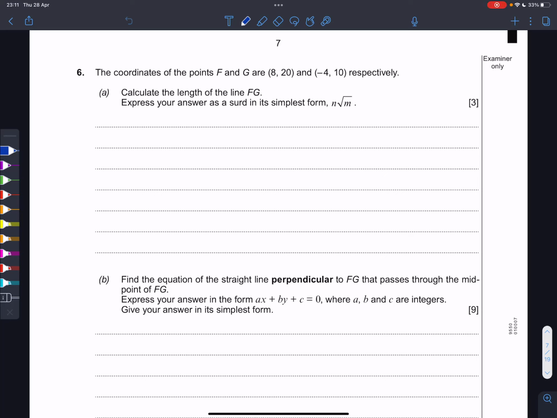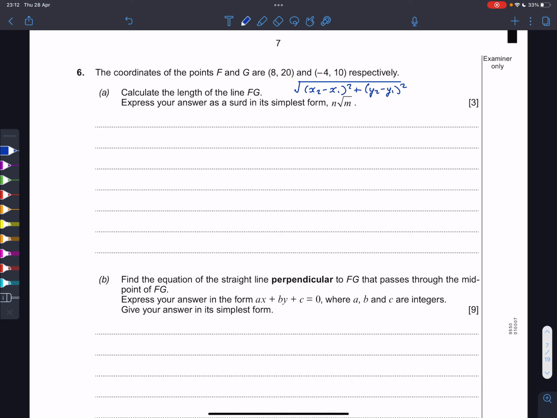Okay, so it's our coordinate geometry question. We've got 2 points F and G. We have the points to calculate the length of the line FG. The length is always the square root of (x2 minus x1) all squared plus (y2 minus y1) all squared. If you'd rather draw the diagram and come up with your right angle triangle and do the Pythagoras, that's fine. But it's just easier to use this formula, really. You call one of these x1, y1, and the other one x2, y2, and you go from there.